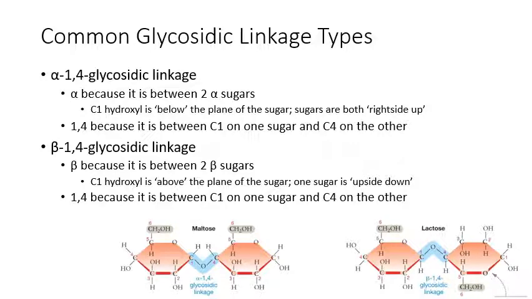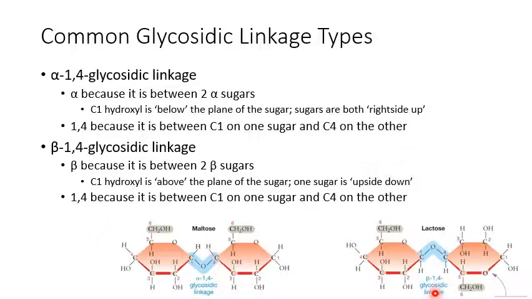So the two most common glycosidic linkages that you can have are the alpha 1,4 glycosidic linkage, which we just saw on the previous slide, and the beta 1,4 glycosidic linkage. For both of these linkages, the carbons involved are the first carbon on one sugar and the fourth carbon on the other sugar. For the alpha glycosidic linkages, both of the sugars are facing the same way. Both of them are facing the right way up. And that ends up with you having the oxygen in the glycosidic linkage pointing down. So the sugars are both facing right way up and the oxygen is pointing down.